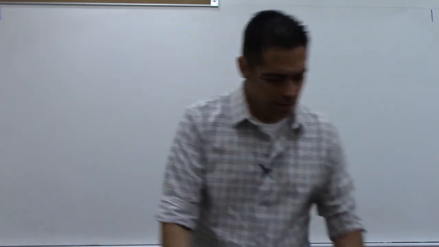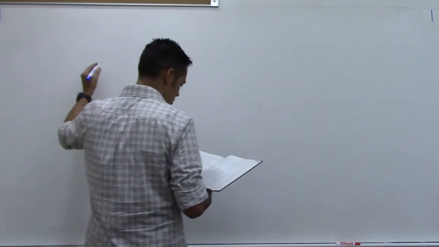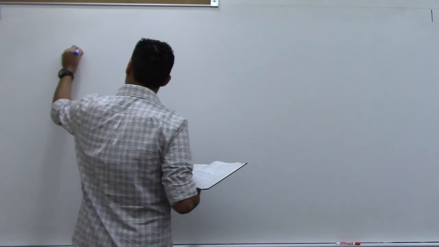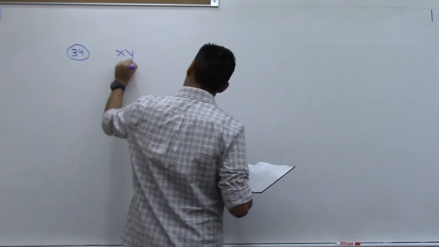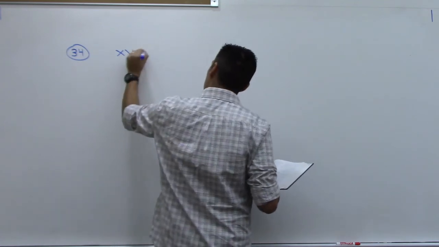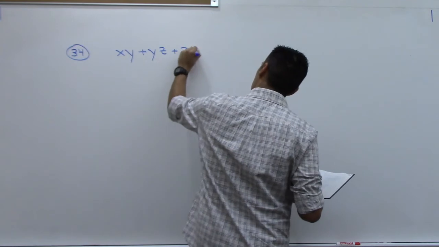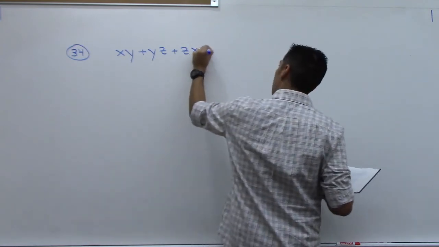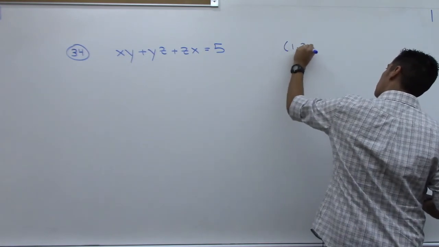All right, so find the equation of the tangent plane and the equation of the normal line, and we're given xy plus yz plus zx equals 5 at the point (1, 2, 1).